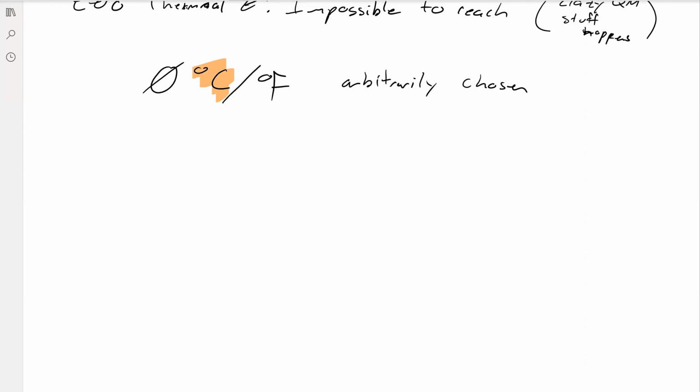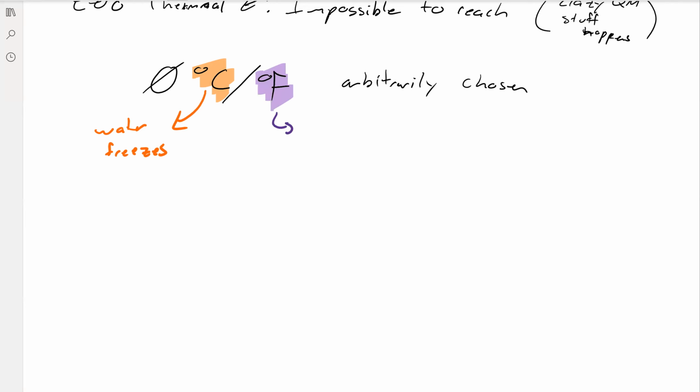So for example, 0 degrees Celsius was chosen as the temperature at which water freezes. Right, so that's cool. I mean, it makes sense to pick that as your 0, but that doesn't mean that there's actually 0 thermal energy, right? It was just arbitrarily chosen.